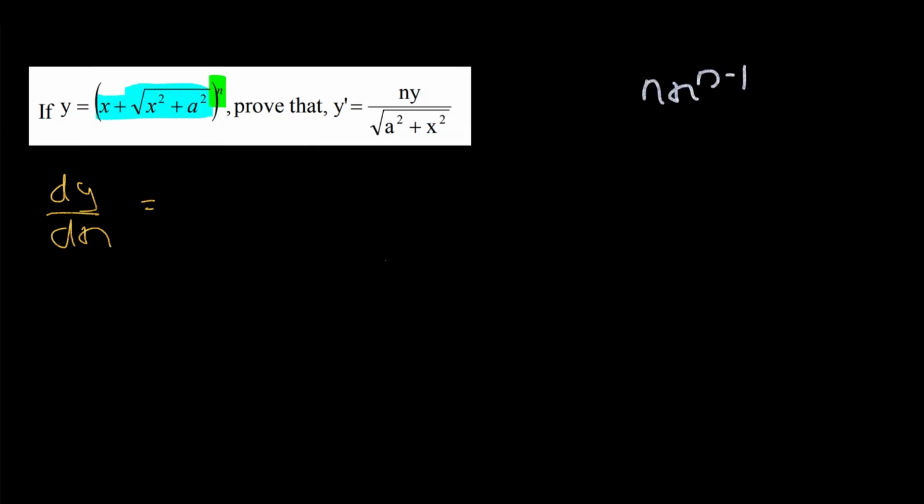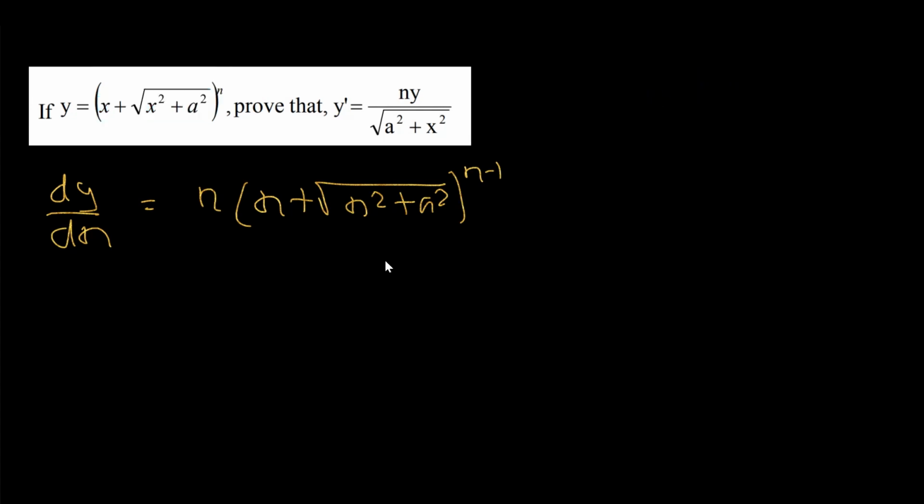So let's differentiate it first. Differentiating this with respect to x, this is dy by dx. Now you can see there is a power n over here, right? So considering this to be, say, x, and applying nx raised to the power n minus 1, we'll get n, and x is this whole quantity, x plus under root x square plus a square, raised to the power n minus 1.